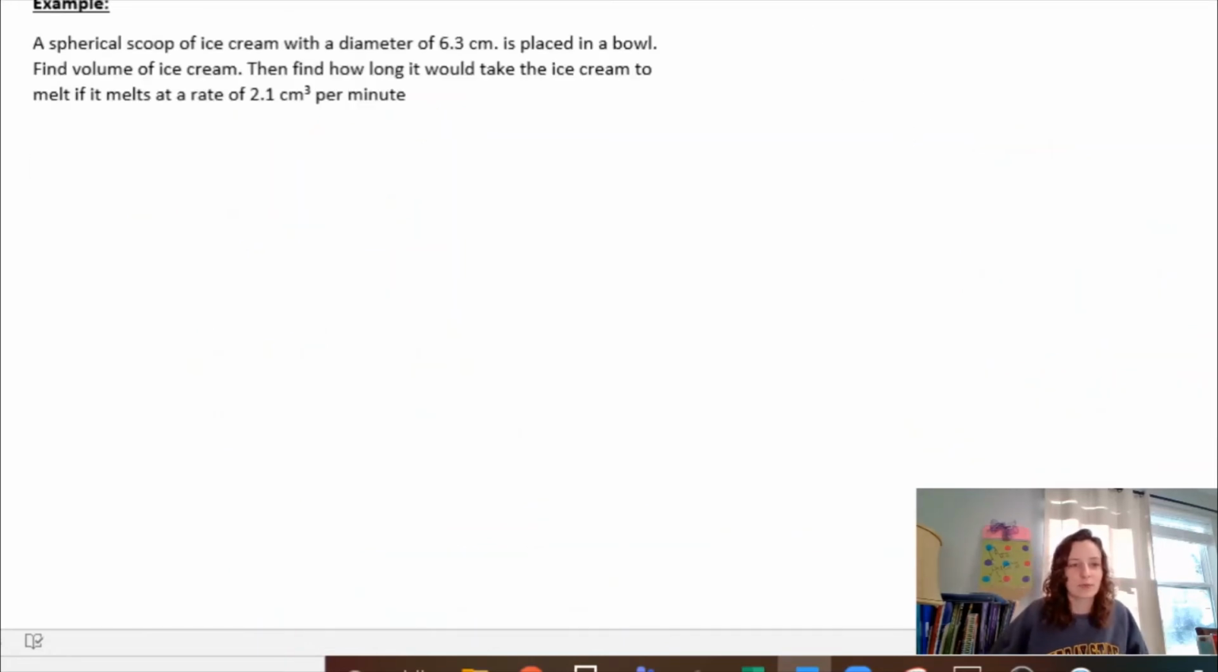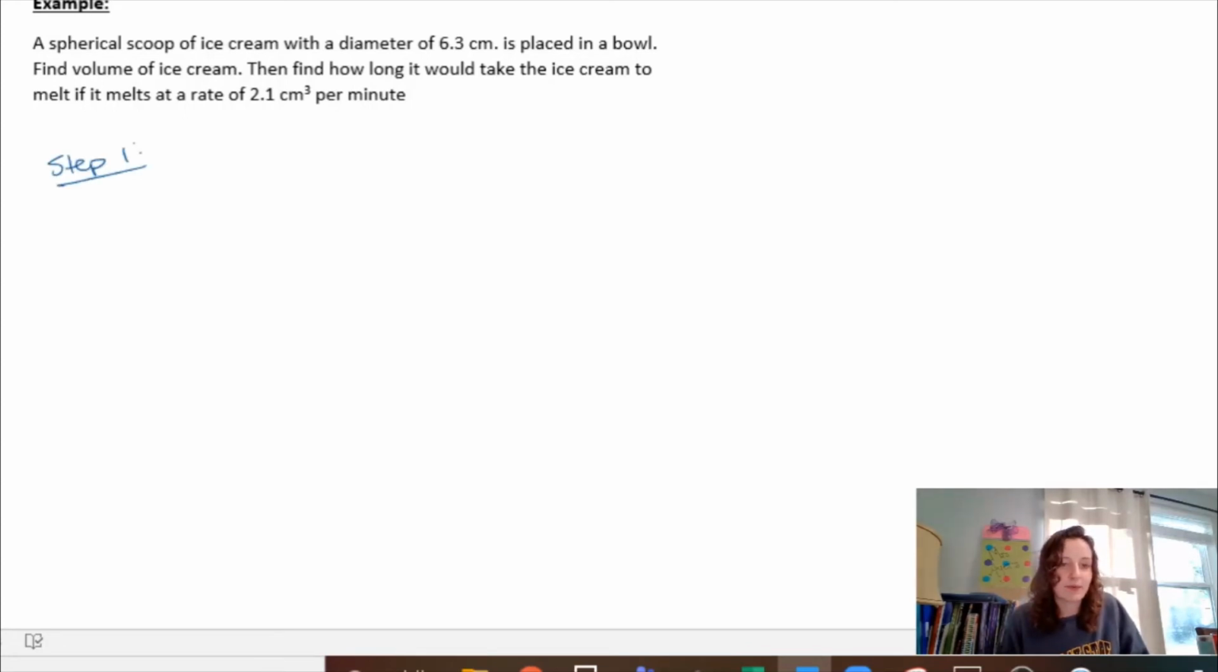We have one last word problem here. A spherical scoop of ice cream has a diameter of 6.3 centimeters and is placed in a bowl. Find the volume of the ice cream. Then find how long it would take the ice cream to melt if it melts at a rate of 2.1 centimeters per minute. So this problem has 2 steps.